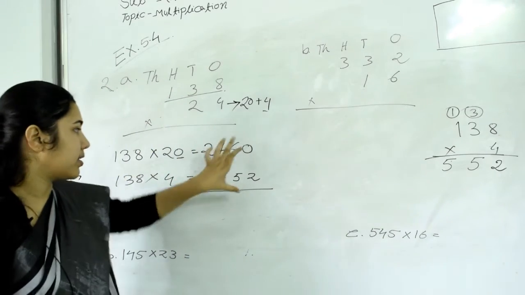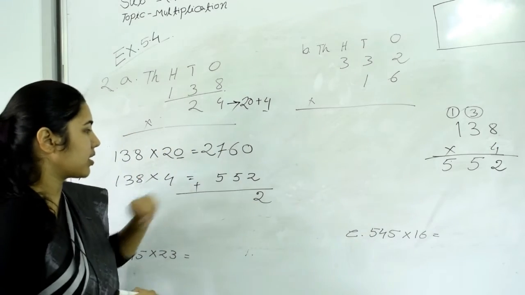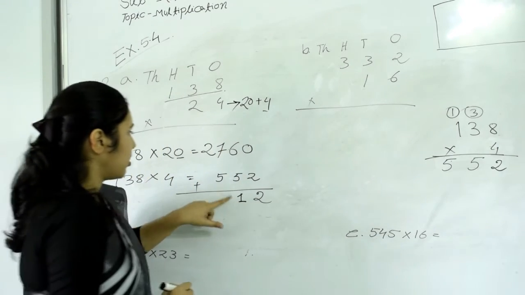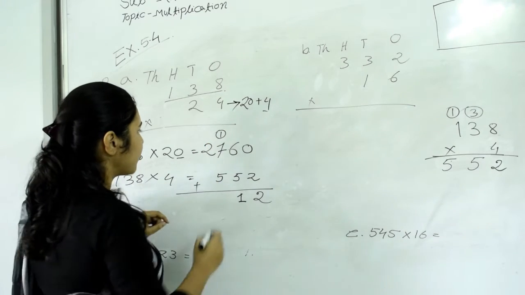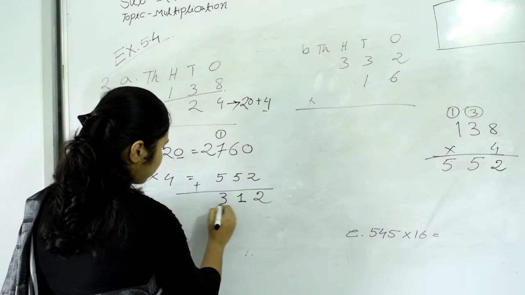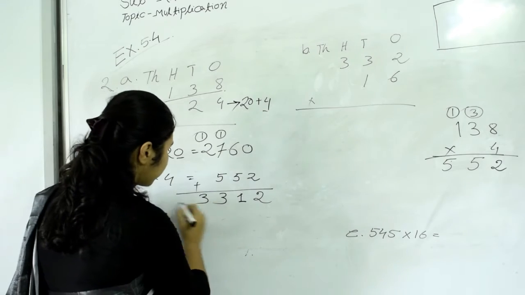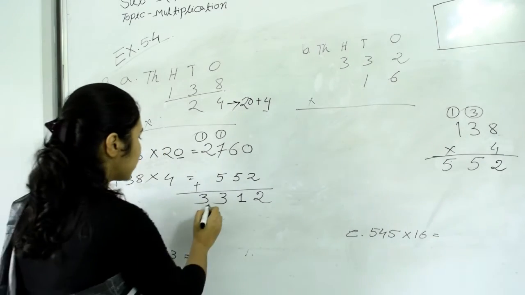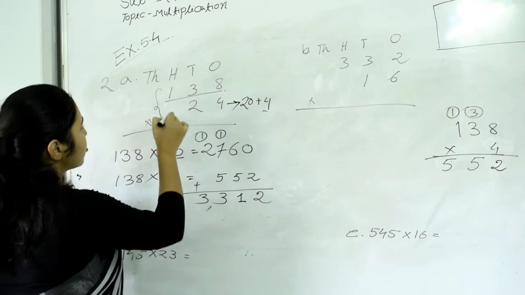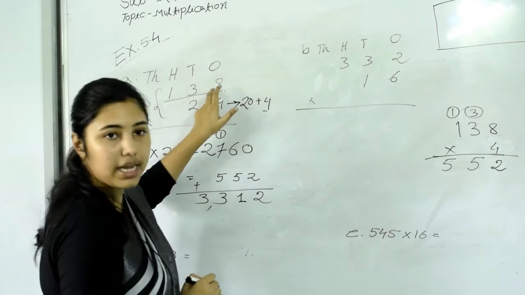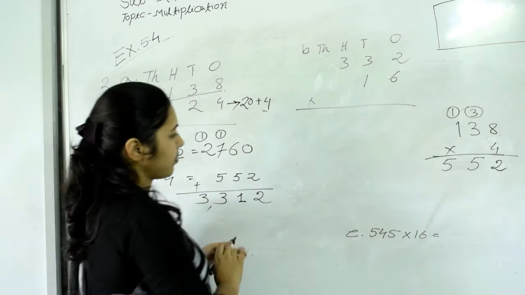Last step, add these two products. So 2 plus 0, 2. 5 plus 6, 11. Now carry 1 in hundreds place. 7 plus 5, 12. 12 plus 1, 13. Again carry 1 in thousands place. Now 1 plus 2, 3. So our answer is 3312, which means the product of these two numbers 138 and 24 is 3312.